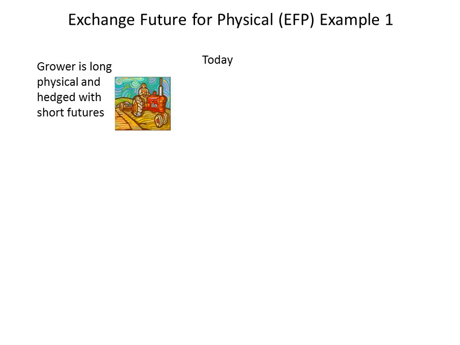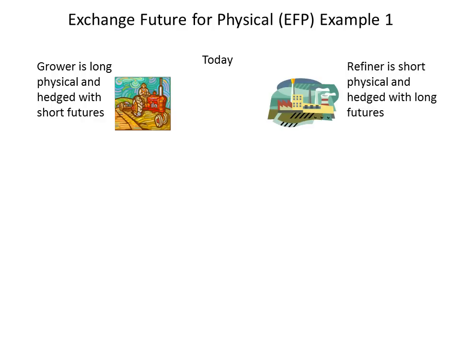So let's look at this example, where we have a grower who is long the physical and currently has a short futures hedge. In other presentations we explain what it means to be long of the underlying market and why you need to sell futures to hedge. Also, suppose we have somebody who is short the physical, such as a refiner or a roaster or a miller, and they have hedged their position by going long of futures.